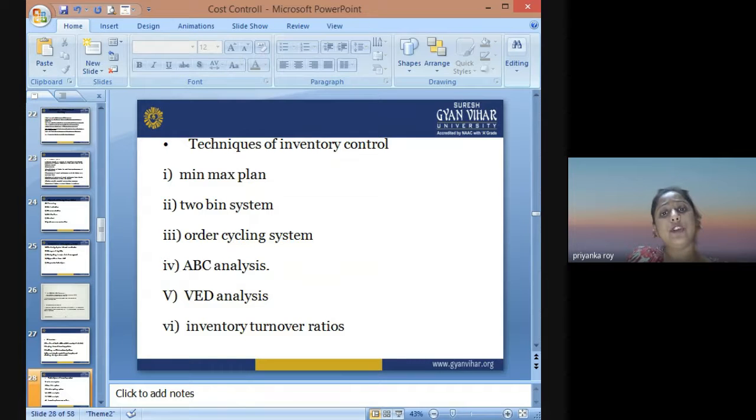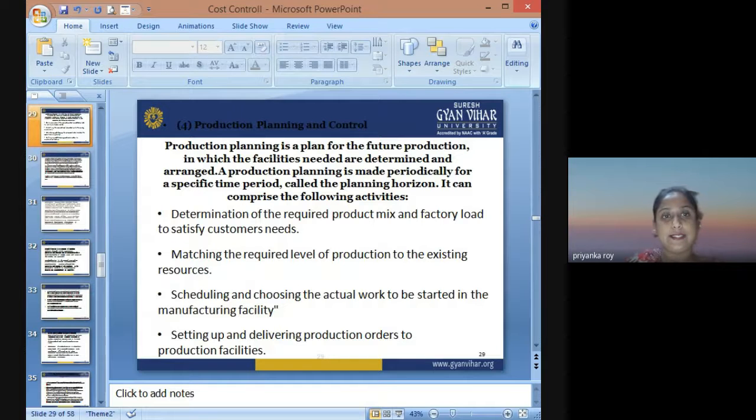Techniques of inventory control, that is minimum and maximum plan, then two bin system, then we have order cycling system, ABC analysis, VED analysis, and inventory turnover ratio analysis.